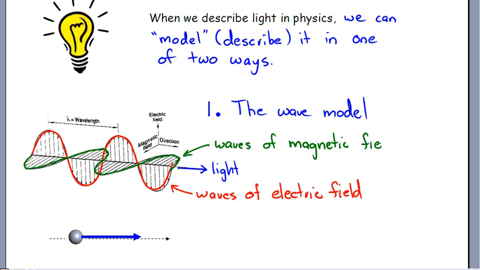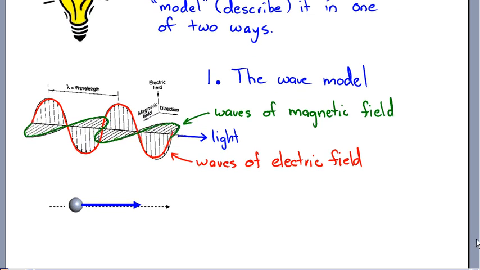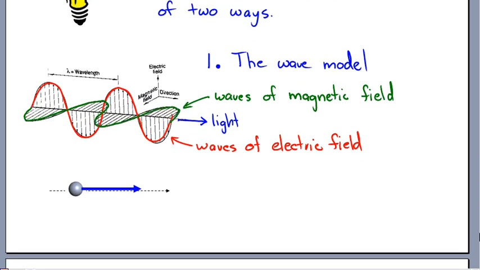Now, we don't need to talk about this too much for this chapter, because it's not the model that we're going to use, but just so you know, this is kind of a chicken and the egg story. Which comes first? It turns out that oscillating, waving magnetic field actually creates these waves of electric field. And the waves of electric field create the magnetic field. And so they actually create each other as they wiggle their way across the classroom. And that's the wave model.